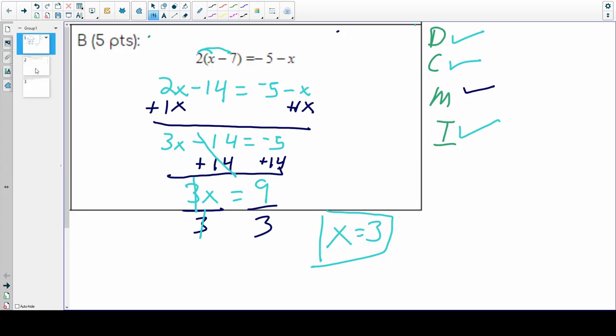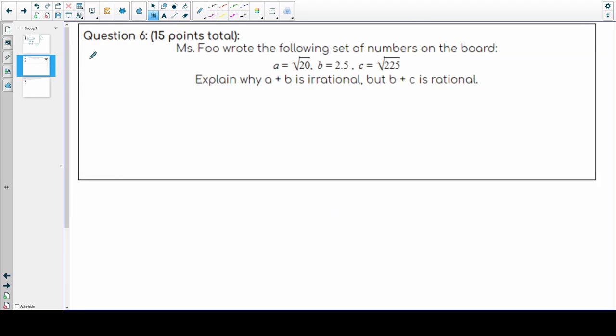This one I noticed that a lot of you had troubles with. And I don't think it's because you didn't know the math. I think you all know the math. I just think that you didn't read carefully. So I'm going to highlight some things here. Ms. Fu wrote the following set of numbers on the board. A equals the square root of 20, B equals 2.5, and C equals the square root of 225.